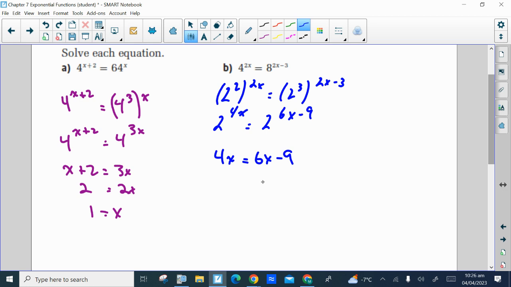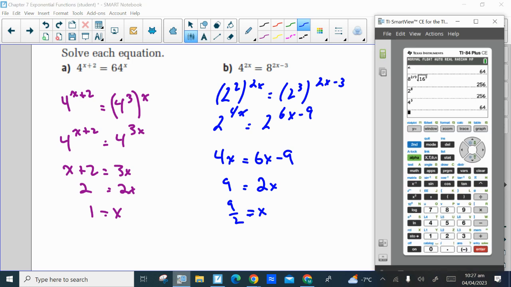So now we will solve for x. I'll subtract the 4x from both sides. I'll add the 9 to both sides, and then divide by 2. So there's our answer. X equals 9 halves, which is 4.5.